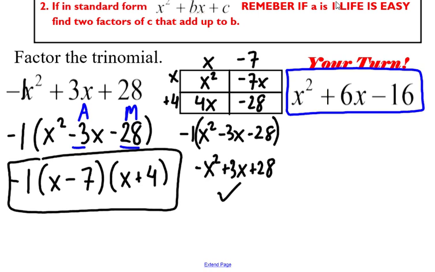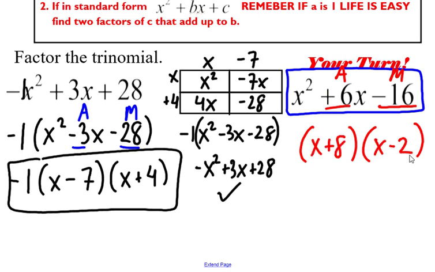Okay, this is what you should have found. You need two numbers that multiply to be negative 16 and add up to be positive 6. They multiply to be a negative, so one has to be positive and one has to be negative. They add up to be a positive 6, so the bigger factor has to be the positive one, and your numbers are going to be x plus 8 and x minus 2. And then you'd be done.